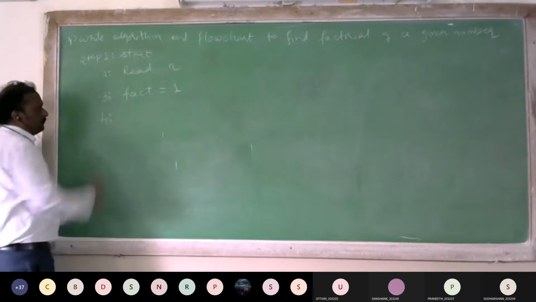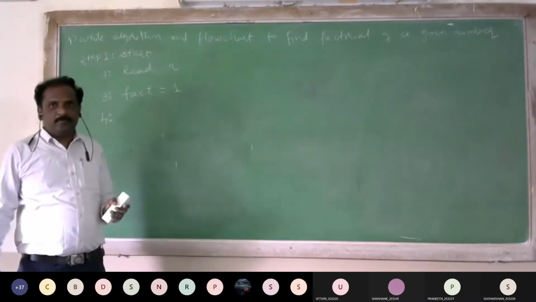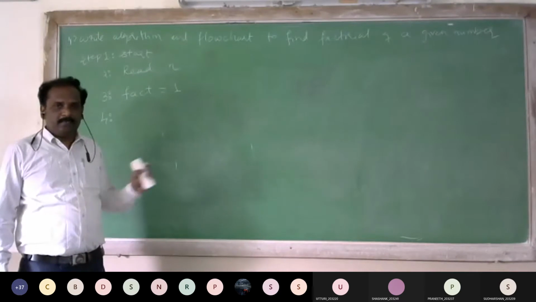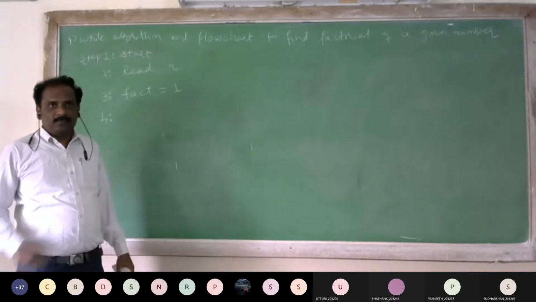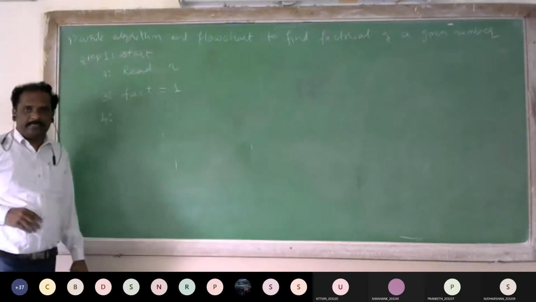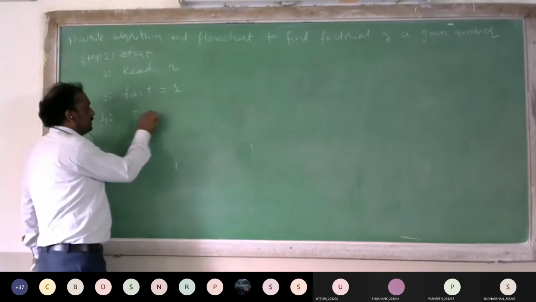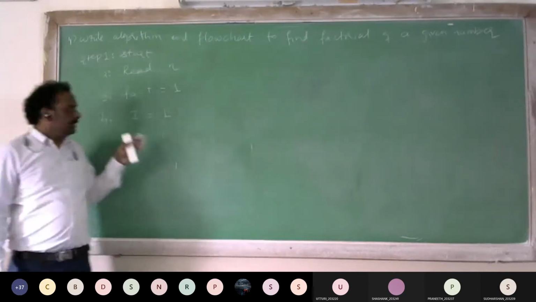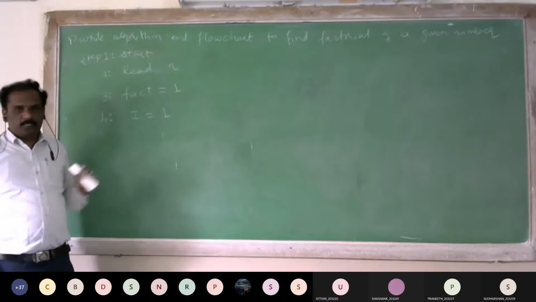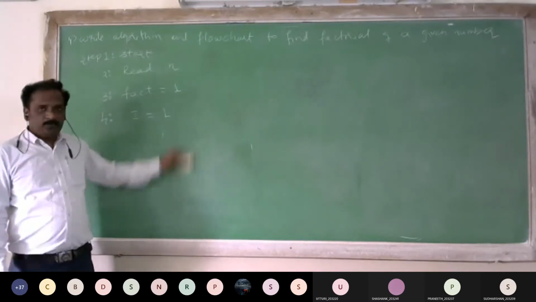What is step 4? Now what is factorial? Product of numbers from 1 to n. That is the definition for factorial. Now what is the starting number? Starting number is equal to 1. Yesterday I wrote initialize i is equal to 1. You can write it in short also. This is only for our understanding. i is equal to 1.